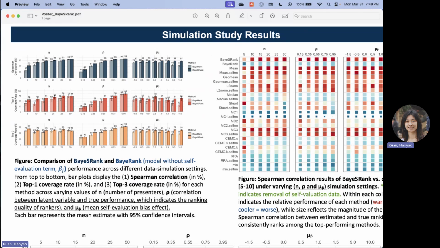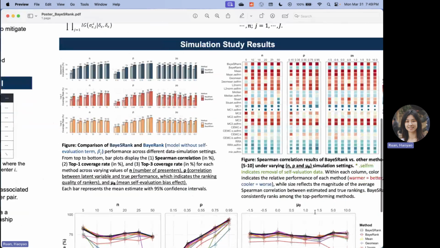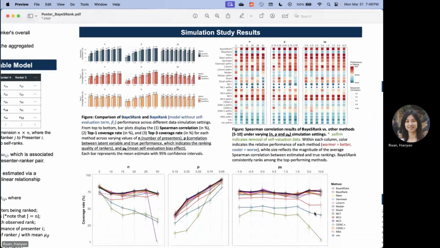As the bias effect increases, at some point, everyone just ranks themselves as the first. Simulation results show that even in such extreme cases, BaseRank provides stable and fair estimations. Also, BaseRank is consistently among the top performing approaches.